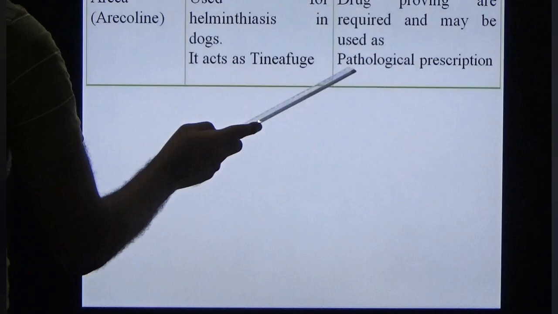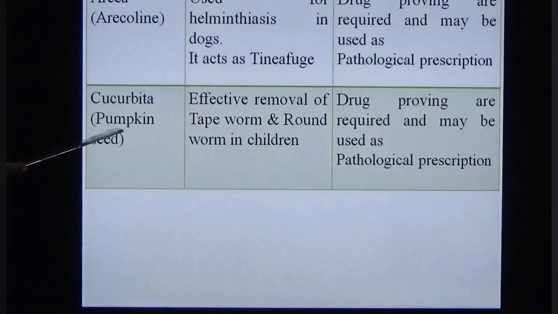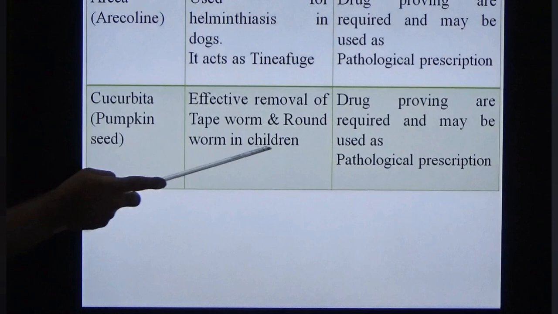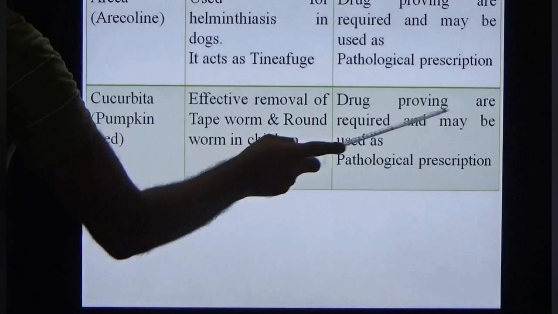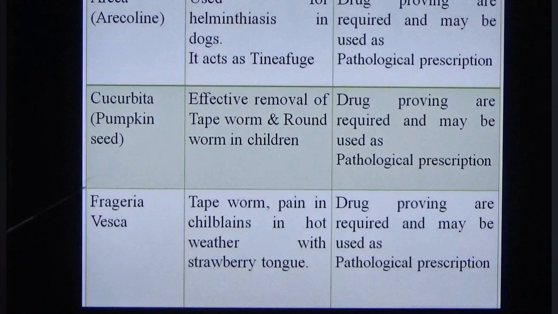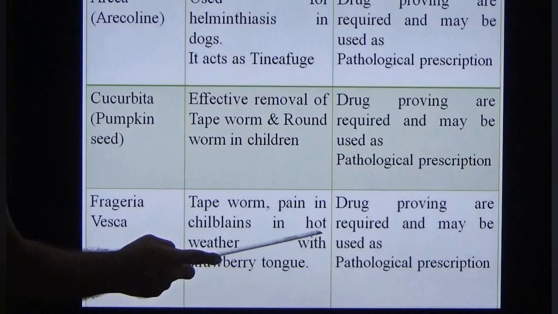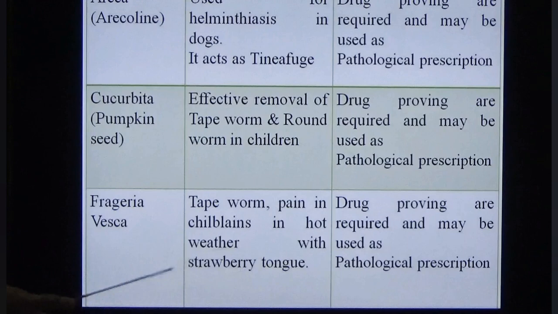And Cucurbita, this is pumpkin seeds. Pumpkin seeds are effective for removal of tapeworm and roundworm in children. Other symptoms are lacking; exact symptomatology is lacking. Again, drug proving is required, and we can use it for pathological prescription. And Fragaria vesca, one of the common remedies utilized for tapeworm. The only symptom mentioned in the materia medica is that it is present in hot weather with strawberry tongue. This is the only guiding symptom for prescribing Fragaria. Still more, we require drug proving, and it is a pathological prescription.